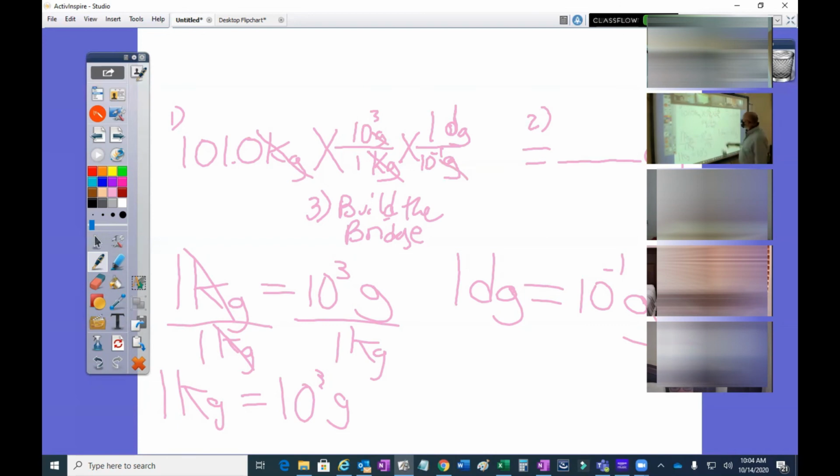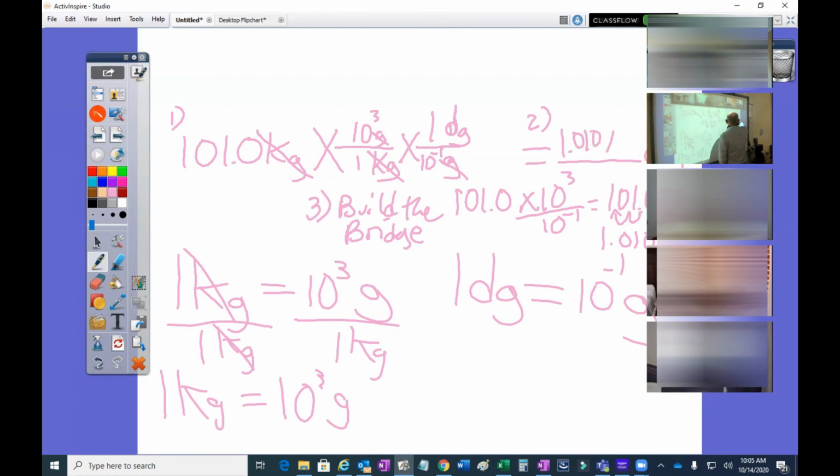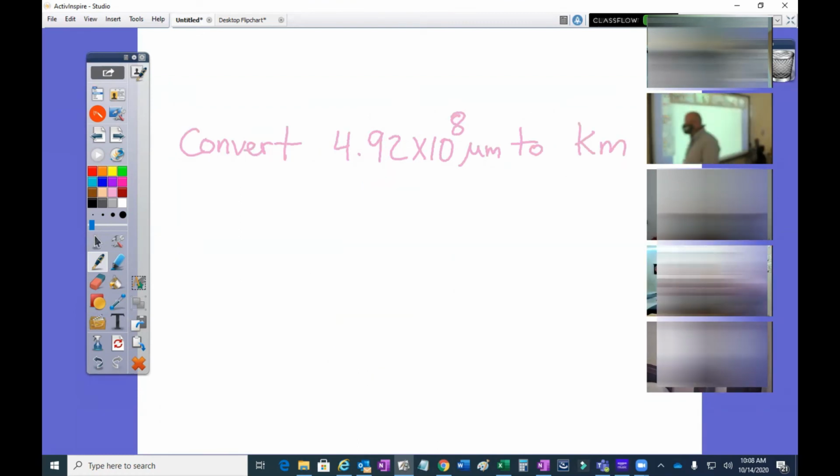Grams cross out. I can now simplify 1.010 times 10 to the 3 over 10 to the minus 1 equals 1.010 times 10 to the 4. Move this 1, 2 places to the left. I add the 2 there. This becomes 1.010 times 10 to the 6. Any questions? Convert 4.92 times 10 to the 8 micrometers to kilometers.